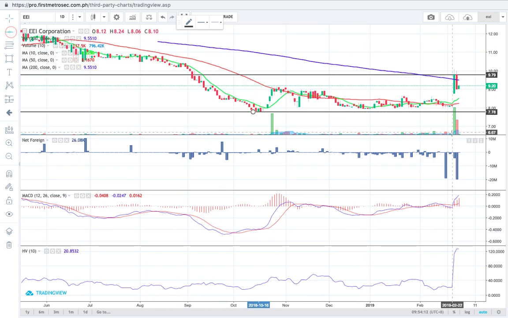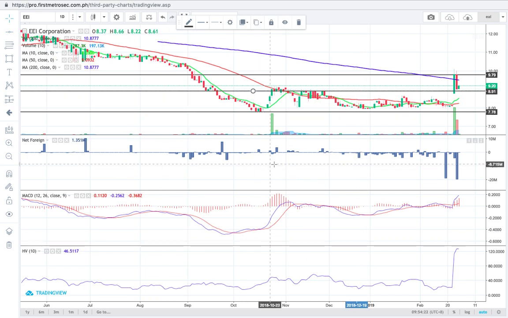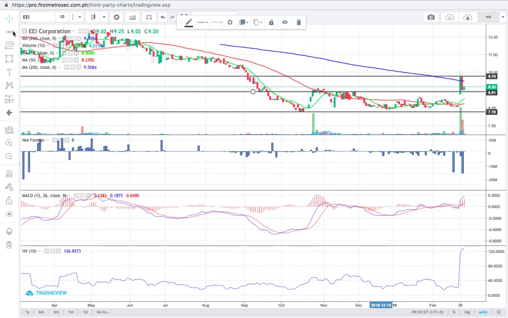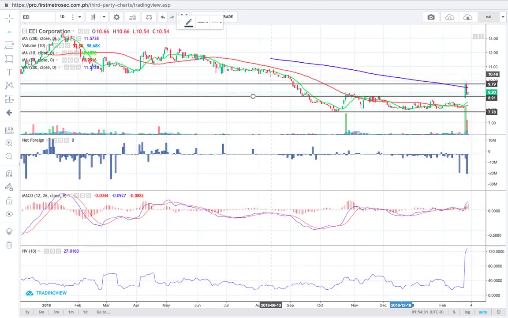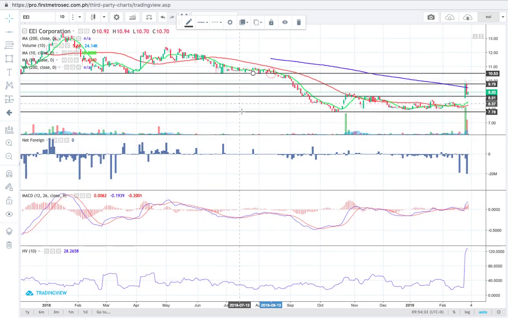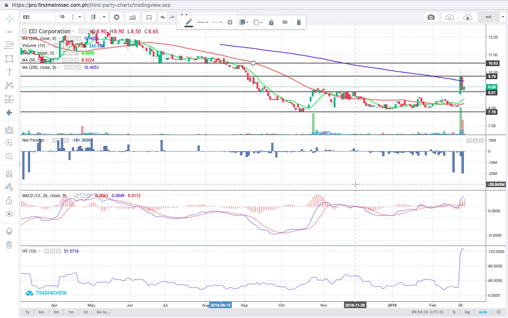Left click. There you go. Let's pick another resistance above 9.80. There you go. So immediate resistance is now at 9.80. Immediate support is now at 8.90.